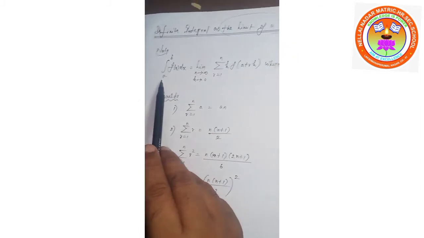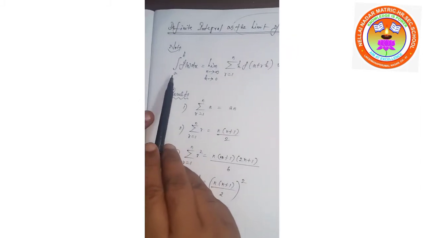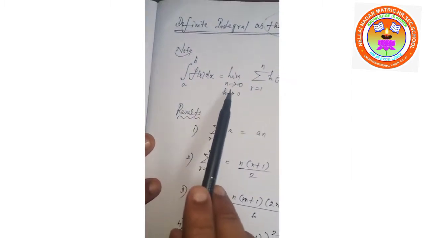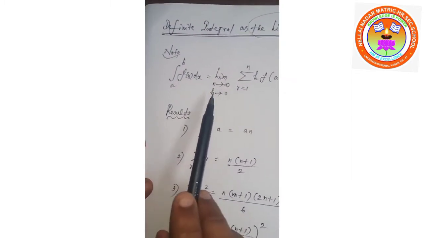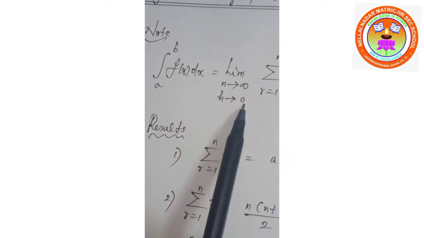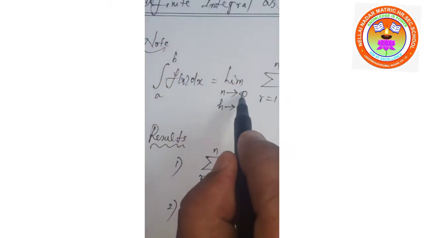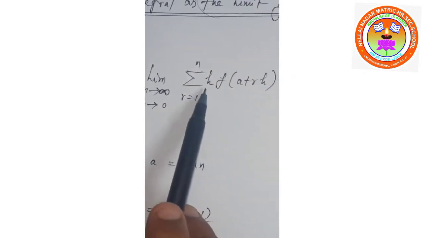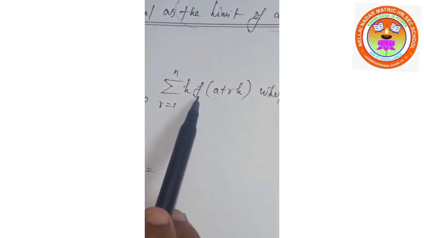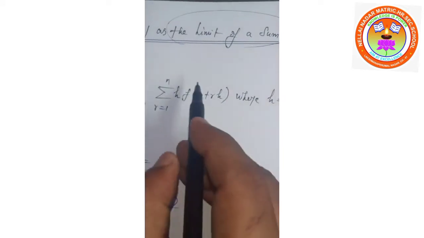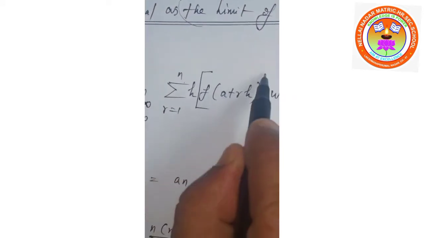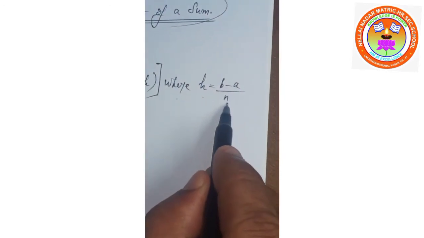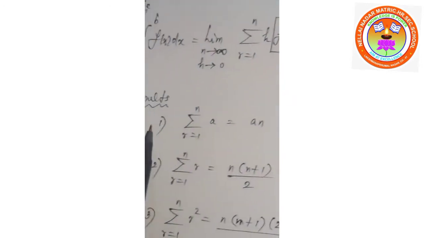Definite integral as a limit of a sum. Look at the formula. Integral a to b f of x dx equals limit n tends to infinity and h tends to 0, sigma r equals 1 to n h into f of a plus r into h, where h equals b minus a by n. Then four results are there.